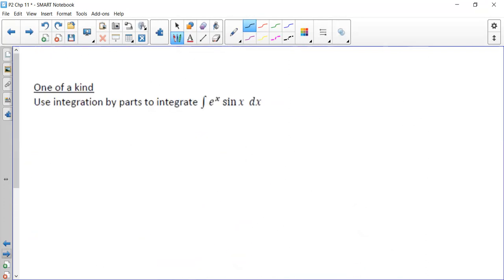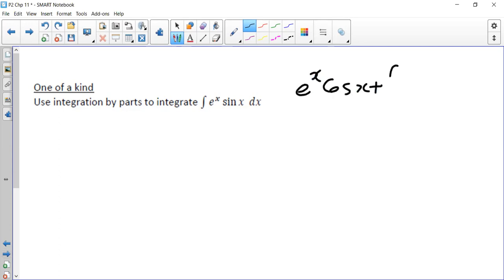Last but not least, one of a kind. Use integration by parts to integrate e to the power of x sine x. Now, can I ask you to pause the video, have a go, and try to use integration by parts to integrate that one? Up to the point where, when you integrate one time, you should get e to the power of x cos x.